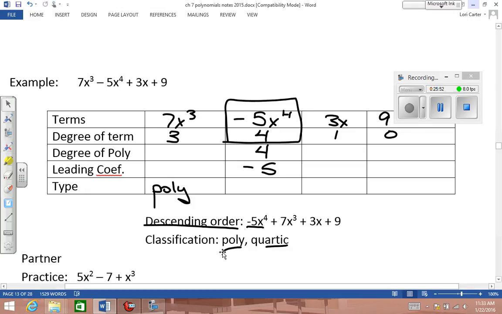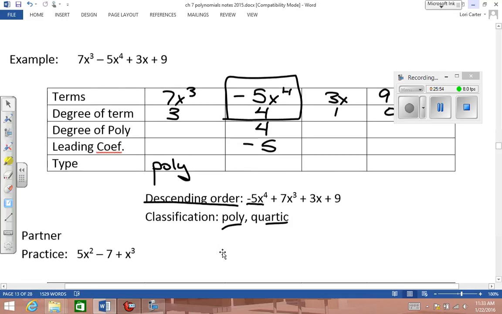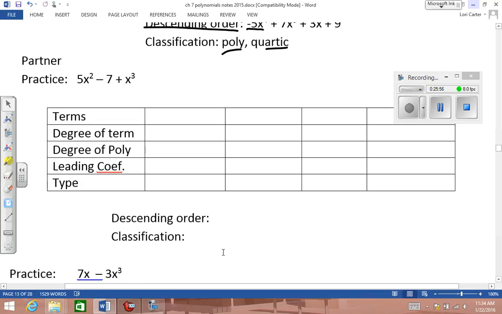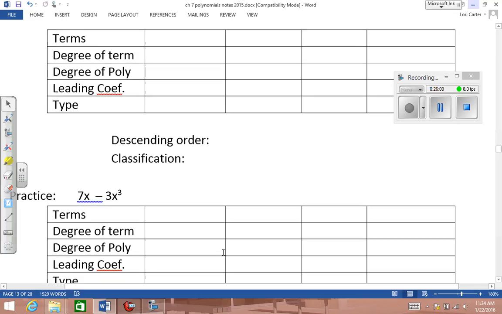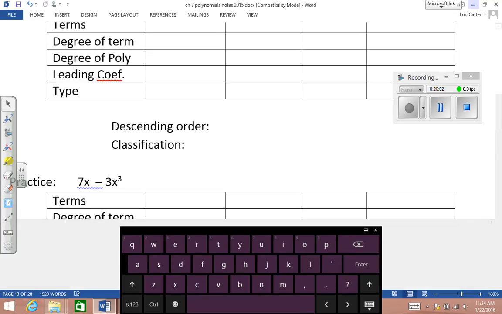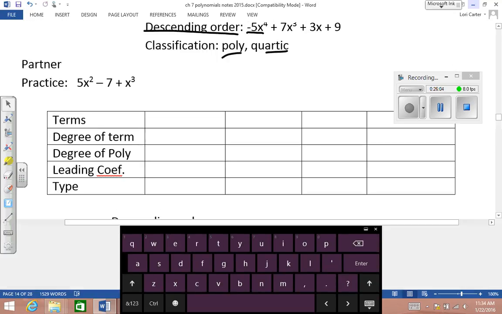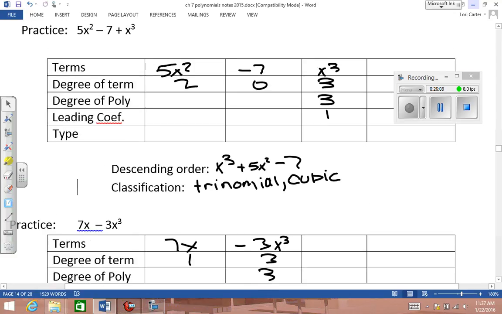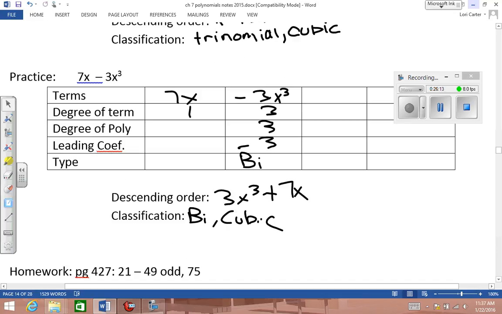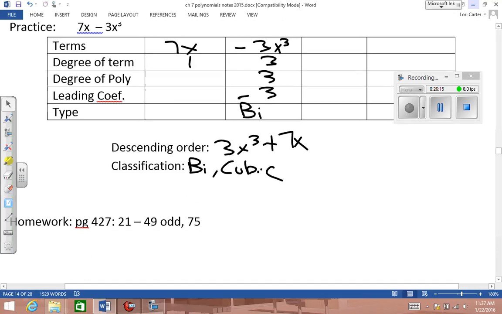Are we liking it? I'm already almost done. Good. Finish yours. You got 2 of them, actually. Can I get them both up there? We'll do one at a time. Okay, first one is good. Written out in descending order, trinomial cubic. Second one, binomial cubic. Good job. Wait, why would it be cubic?